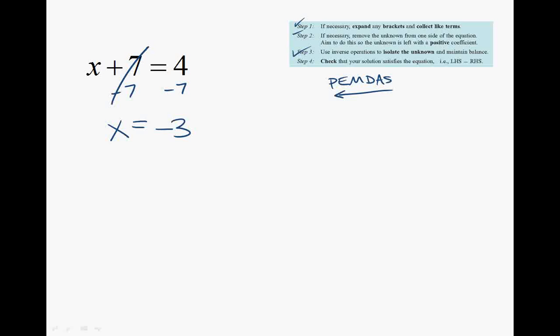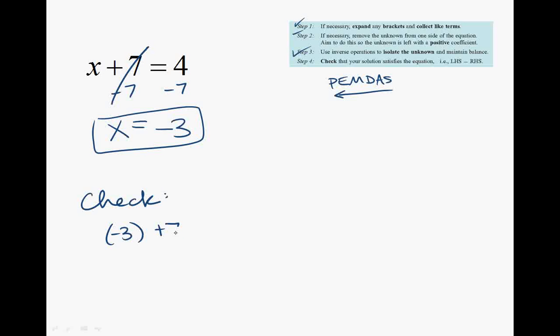All right, now the most important part is you want to check your answer to make sure that it satisfies the equation. So to check, plug in your answer and try to evaluate it. Negative 3 plus 7 is in fact positive 4. We have a balanced equation. Everything's great. Our answer is x equals negative 3.